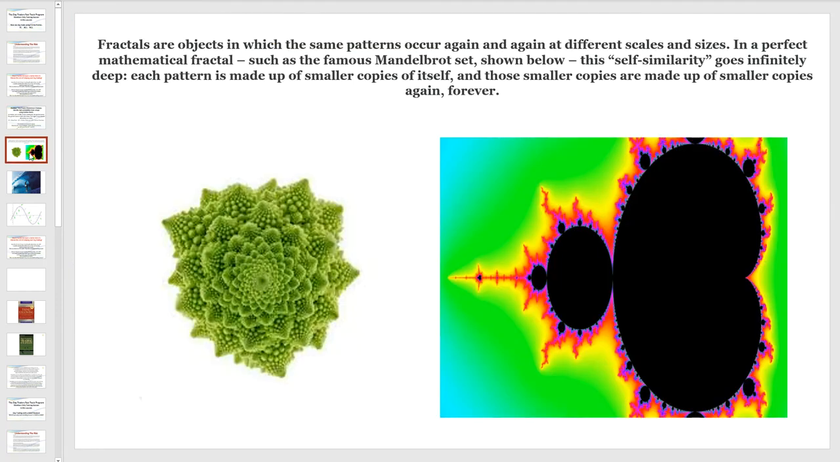You see, traders, the markets are what we call fractal in nature. If we look at a little definition here, fractals are objects in which the same patterns occur again and again at different scales and sizes. In a perfect example we can see here, this particular fractal goes basically to infinity deep. These patterns keep repeating, going down and down and down, and each one of these is a pattern within a pattern within a pattern.